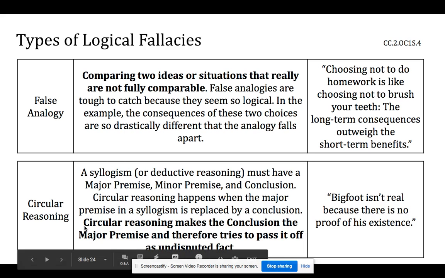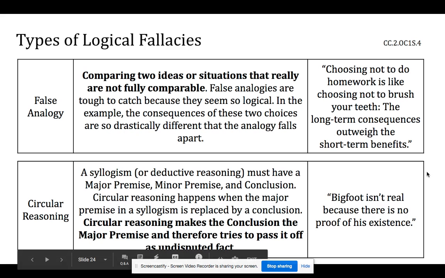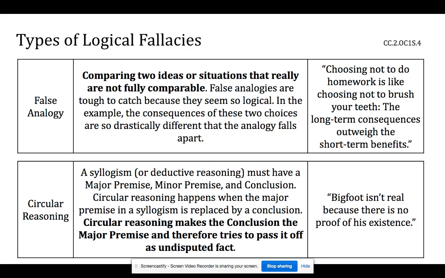Basically, it means that it makes the conclusion the major premise, so it's trying to pass it off as undisputed fact. Mr. Sutterfield talks about this a lot in his apologetics luncheons that he does, when he says like, Christians will try and say, "Oh, the Bible is the inerrant word of God because the Bible says it is."